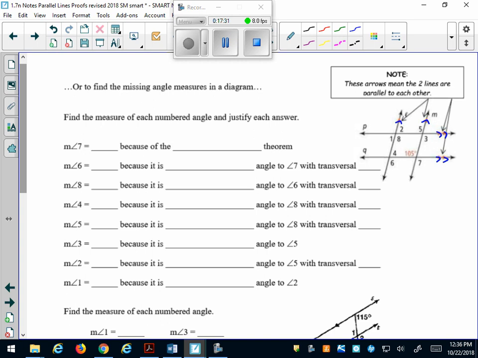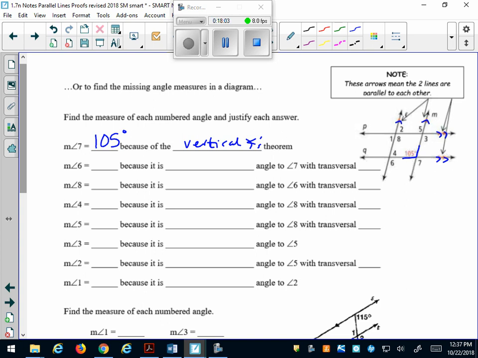So in this exercise, you're deciding what relationships 2 angles have and writing it in. So first of all, the one angle they're giving us is that this angle here is 105 degrees. So what would angle 7 be? 105 also. Because why? How is it related? Good. So vertical angles theorem.